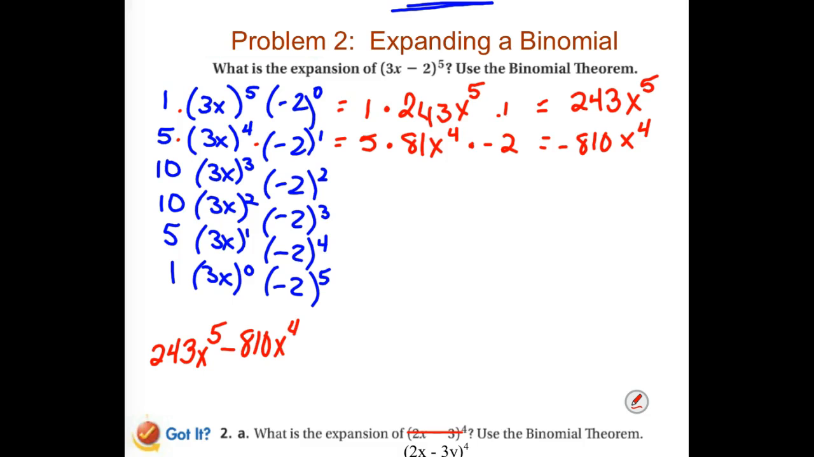My third term, 10 times 3x cubed. What do we get? 27x cubed. And then negative 2 squared becomes positive 4. All right. So we need 10 times 27 times 4. What do we get? 1080. And it would be x to the 3rd. So my third term is going to be a positive 1080x cubed.